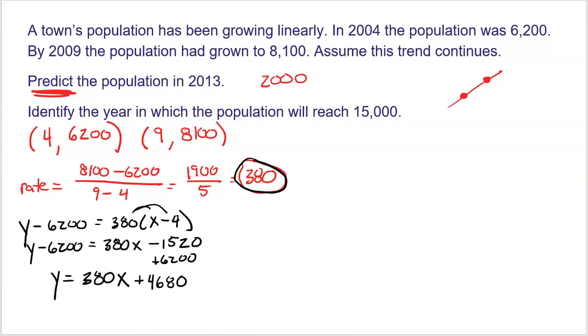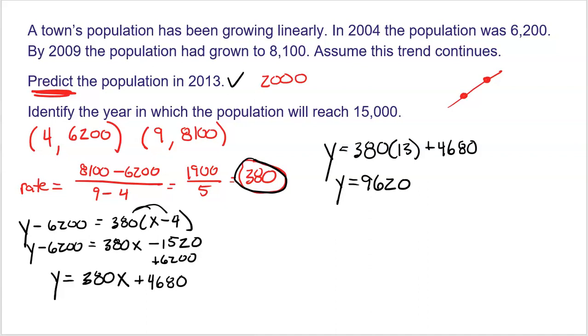So now I could use that equation to find the population in the year 2013. Now remember, don't plug in 2013. We're plugging in 13 because that's 13 years after 2000. And you guys can grab a calculator to do that math. It's not too bad. We should get a population of 9,620 people. Okay, so that was the answer to our first question. Predict the population to be 9,620.